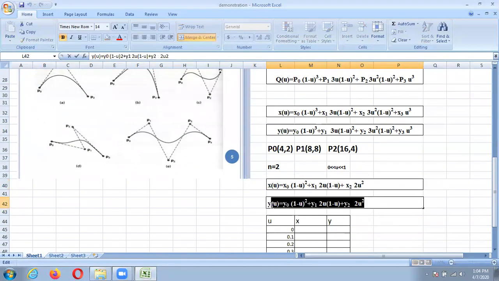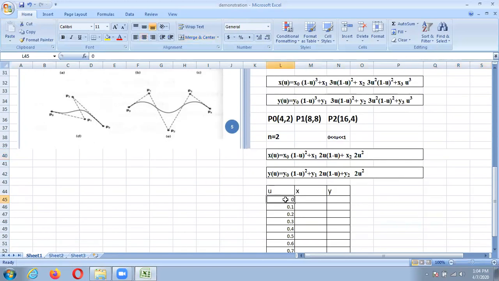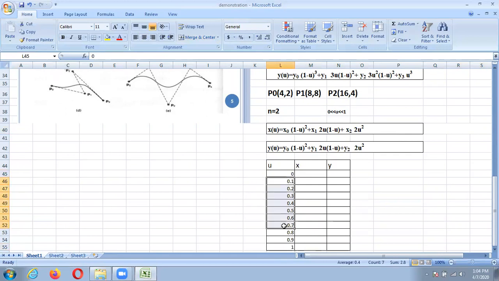Okay, and then after putting the values, your x0 is 4, x1 is 8, and x2 is 16. So put all these values into the equation: x0 is 4, x1 is 8, and x2 is 16. Same, y0 is 2, y1 is 8, and y2 is 4. Put these values in the equation and we get simple equations over here. After that, u lies between 0 and 1, so consider values of u from 0 to 1, whatever values you consider in between, and find the values of x and y.